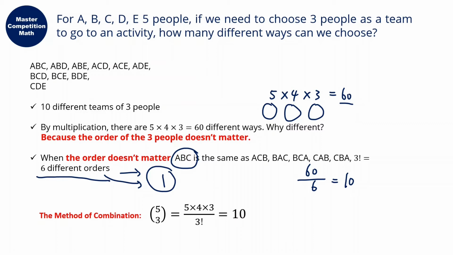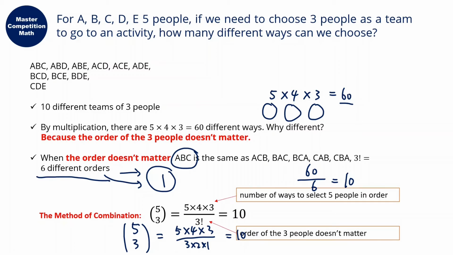So this is the key part of the method of combination. And this is the notation. We write a bracket 5 and 3, which means choose 3 out of 5 people. And the calculation of this is 5 times 4 times 3 divided by 3 times 2 times 1, or 3 factorial. This is 10. I really recommend you pause this video here and have a better understanding of this. Once you get the idea of combination, it will be very helpful in a lot of counting questions.